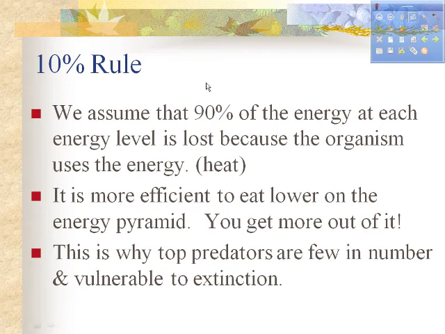The 10% rule, again, I've talked about 90% of the energy is lost, so we're moving 10% up the pyramid every time you go. So it's really more efficient to eat a salad than to eat a steak, because you're getting more energy out of that, even though steaks taste so much better. But that's why there's relatively fewer predators, a whole lot more plants than there are jaguars.